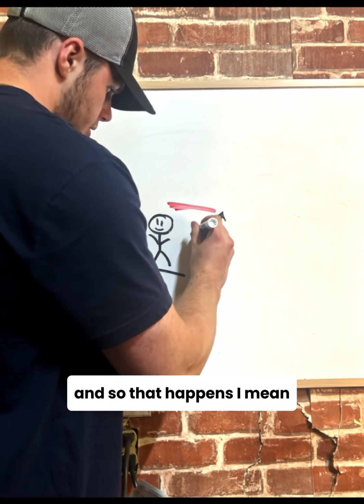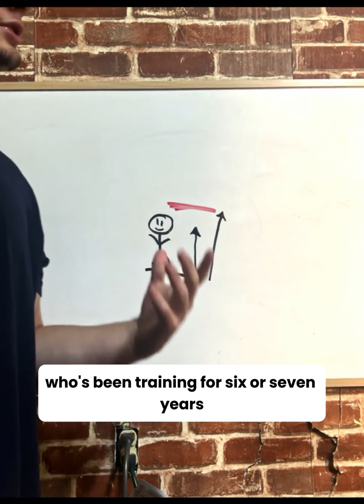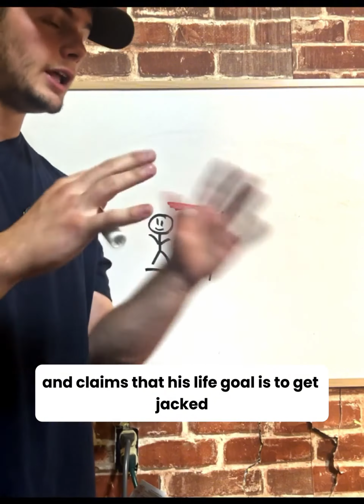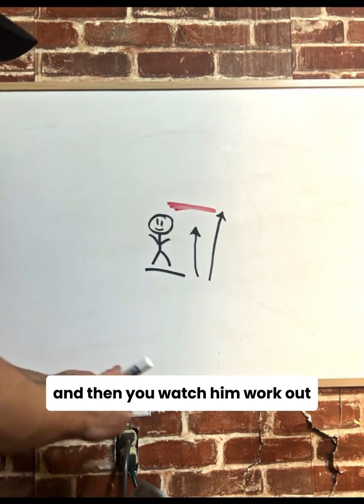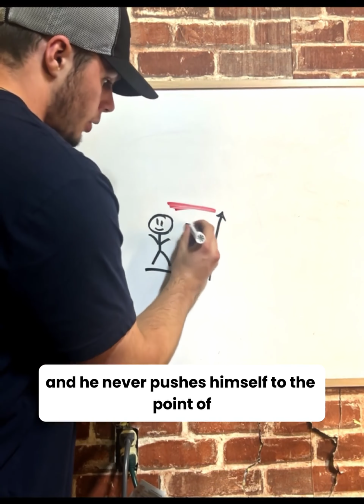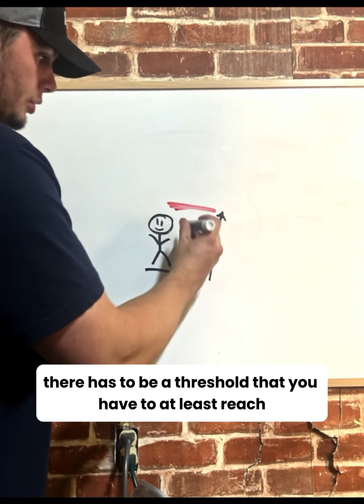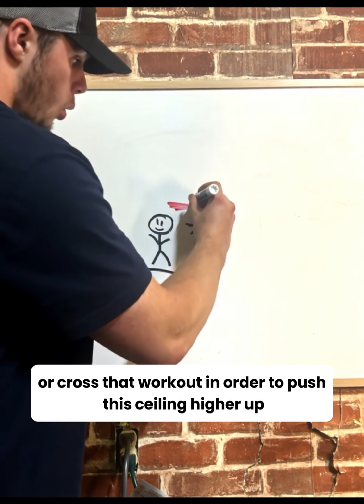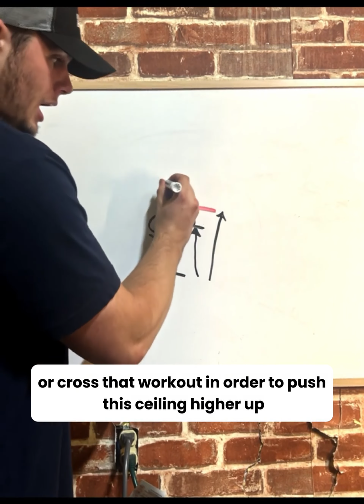If you want a real example, you've probably seen the guy in your gym who's been training for 6 or 7 years and claims that his life goal is to get jacked, but it doesn't even look like he works out. And then you watch him work out and he never pushes himself to the point of muscular exhaustion. There has to be a threshold that you at least reach or cross in that workout in order to push this ceiling higher up.